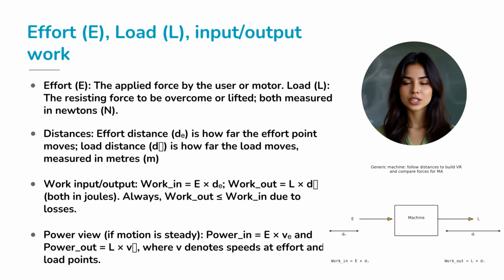The work input to a machine is given by the effort multiplied by the effort distance, while the work output is the load multiplied by the load distance. Both of these are measured in joules, and in every real machine, the work output is less than or equal to the work input due to unavoidable energy losses. From a power perspective, if the motion is steady, the input power is the effort multiplied by the speed at the effort point, while the output power is the load multiplied by the speed at the load point. Here, speed is simply the distance moved per unit time at each point.